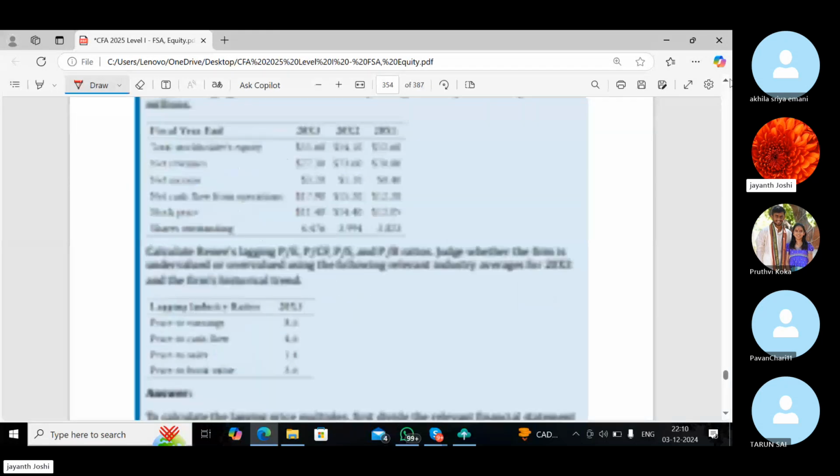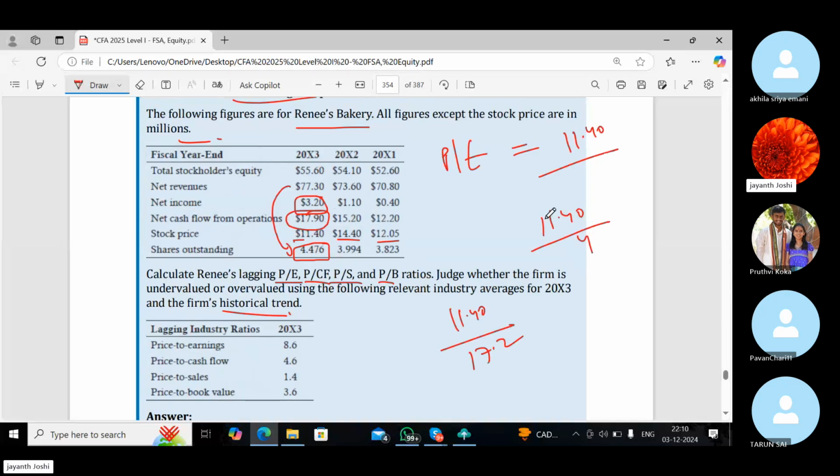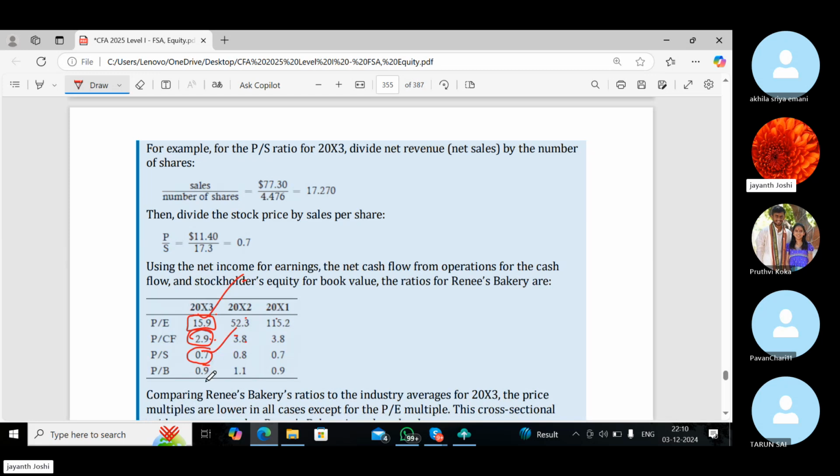And the last one, price to book. Price is 11.40. Book value is shareholders' equity divided by outstanding shares, 12.42. So the ratio is 0.917. Okay, so all the four years' ratios you find, please, and then we'll see the comparison.